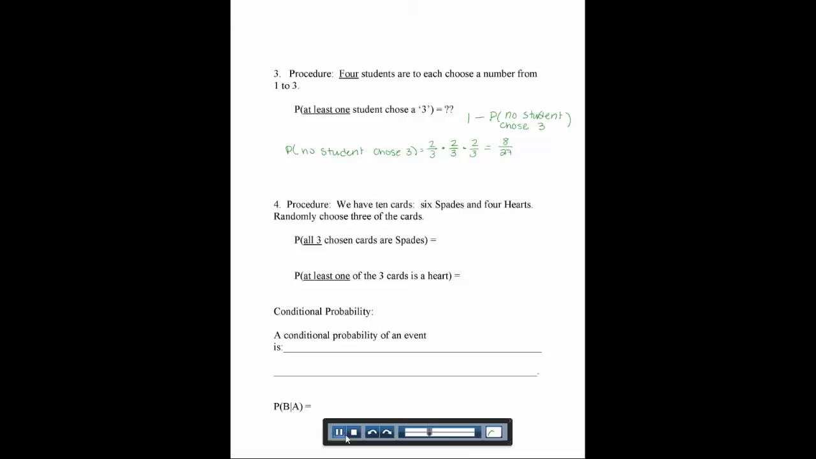So if we want the probability that at least one student chose 3, we would take 1 minus 8 over 27, which gives us 19 over 27.